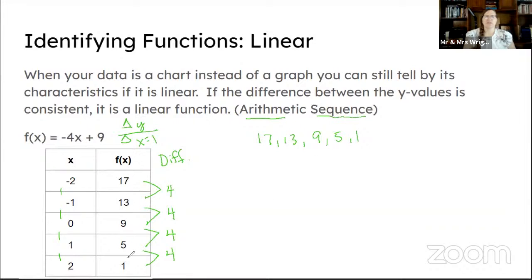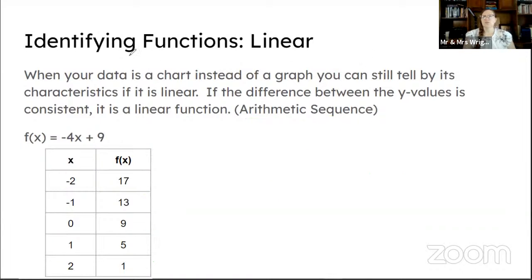But since our output values are an arithmetic sequence, the relationship between the input and the output is a linear function. So one of the ways you can tell if you have a linear function when you're looking at a chart is if the output values have a consistent difference, meaning they're an arithmetic sequence. Now, this linear function, is it increasing or decreasing? Well, as the input increases, the output is decreasing. So this is a decreasing linear function.